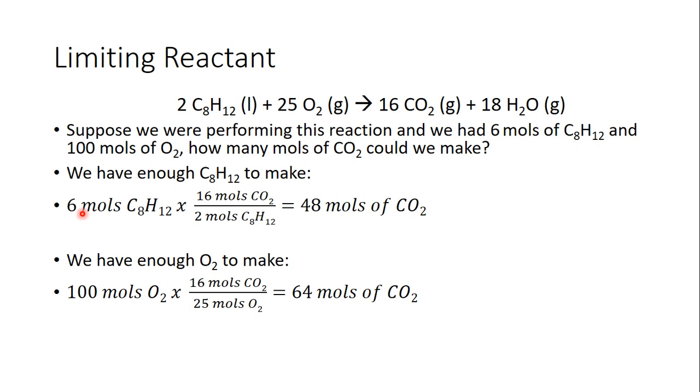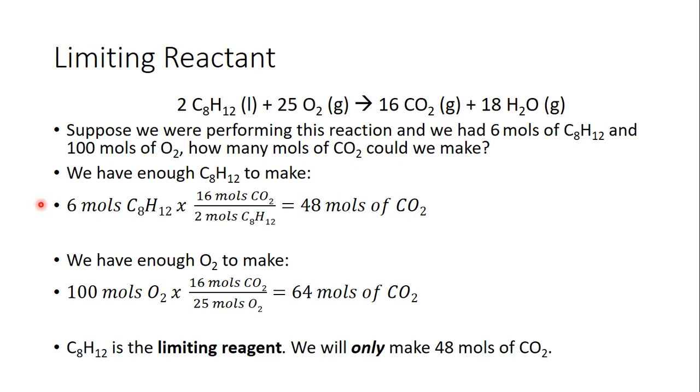So, if we start with 6 moles of C8H12 and 100 moles of O2, we're going to use up all 6 moles of C8H12, and we're going to have leftover O2. And the maximum amount of product we can make is 48 moles, because once we get the 48 moles of carbon dioxide, all of our octane has been used up. Yep, so C8H12 is the limiting reagent.